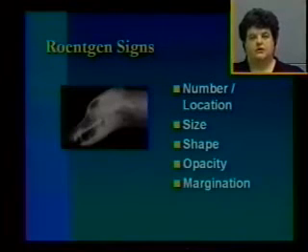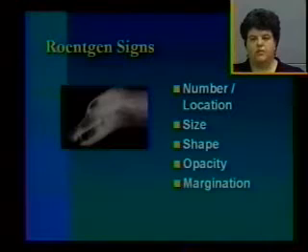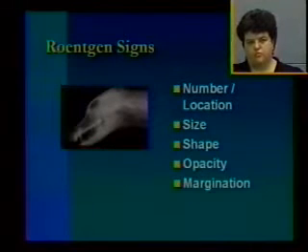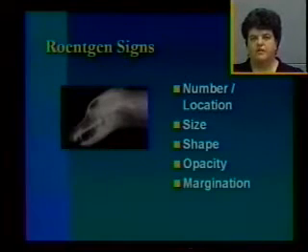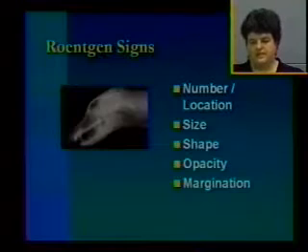In addition to knowing these 5 opacities, we have to know the signs that are used in radiographic interpretation. There are also 5 basic Röntgen signs. Röntgen was the man who discovered X-rays in 1896 by accident. And so in his honor, the 5 means of evaluating an organ are named after him. What you have to consider doing, first thing, is looking at the number and location of organs. You also have to evaluate their size, their shape, their opacity, which is taking into account the 5 opacities we just discussed, and then their margination.